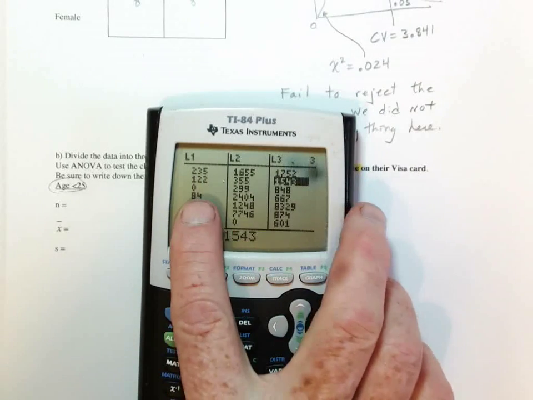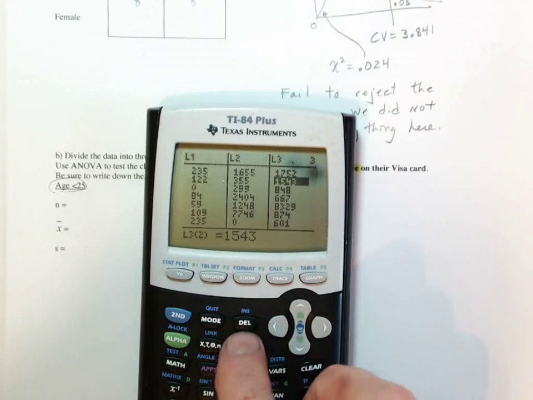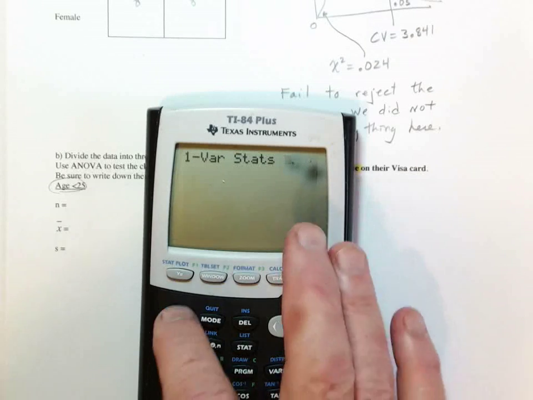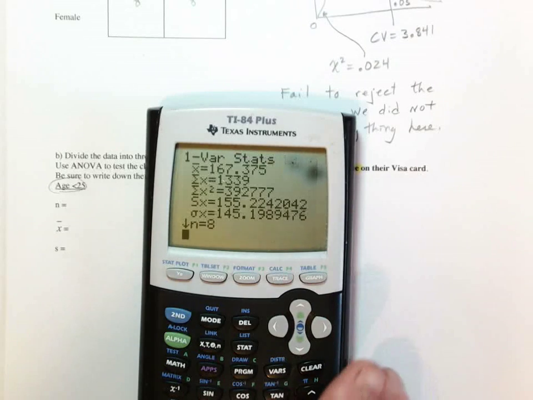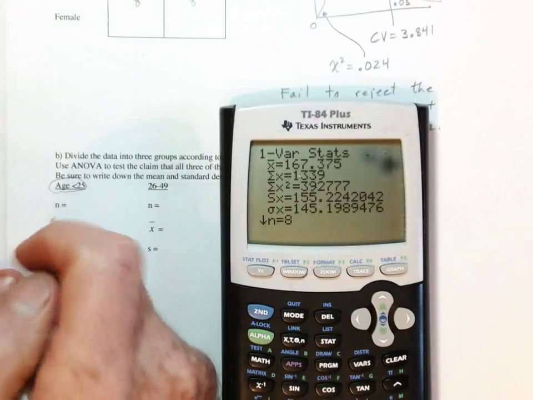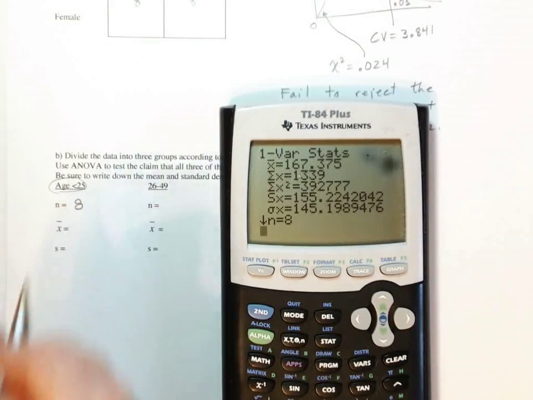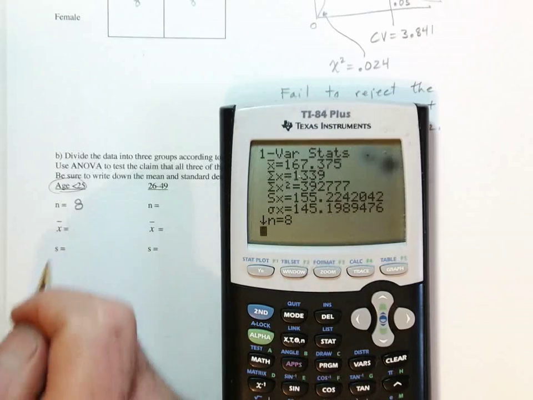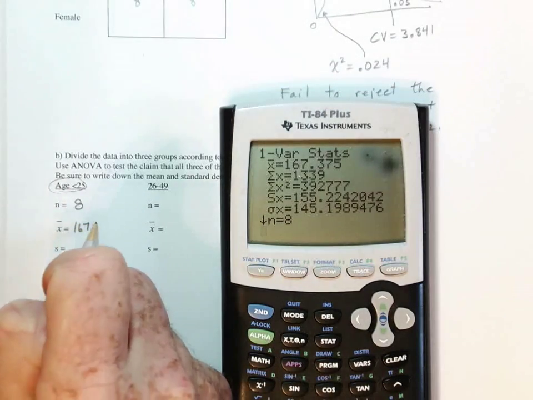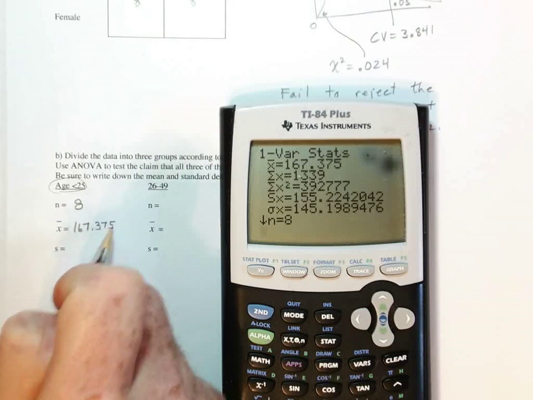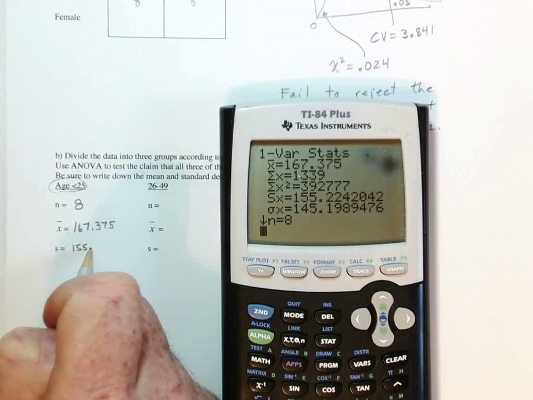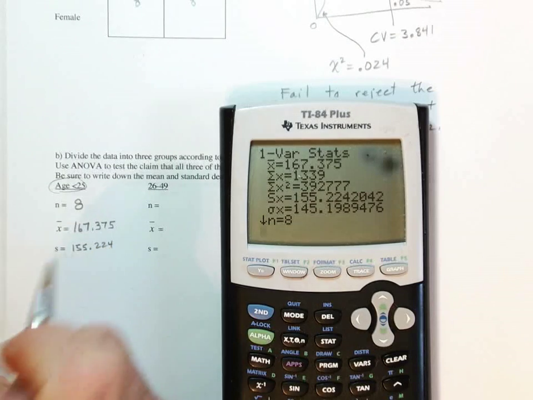So these are the younger people in list 1. Find the mean and standard deviation for list 1. So there are 8 of the younger people. They owe an average of 167.375 with an S of 155.224.